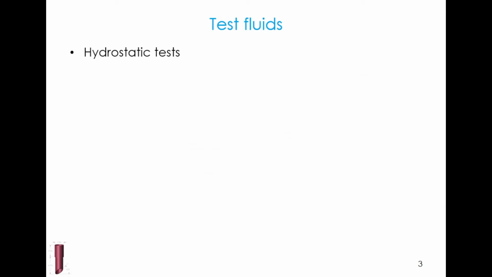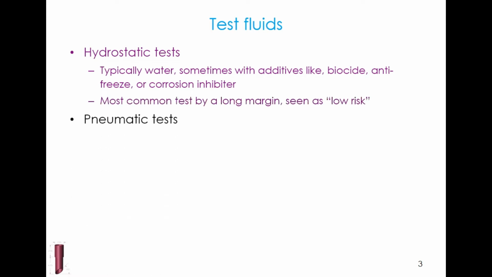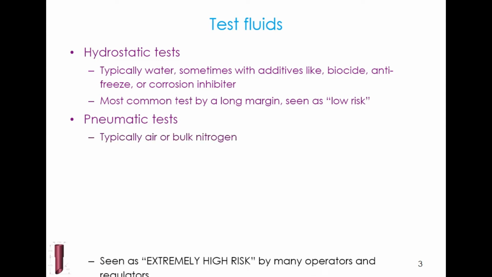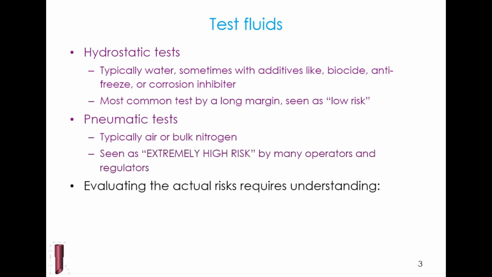When we talk about hydrostatic tests, the test fluid is typically water, sometimes with additives like a biocide, antifreeze, or corrosion inhibitor. It's the most common test by a long margin, and it's seen as low risk. Pneumatic tests are typically done with air, compressed air, or bulk nitrogen. They're seen as extremely high risk by many operators and regulators. Evaluating the actual risk requires an understanding of energy storage, energy conversion, and energy transportation.